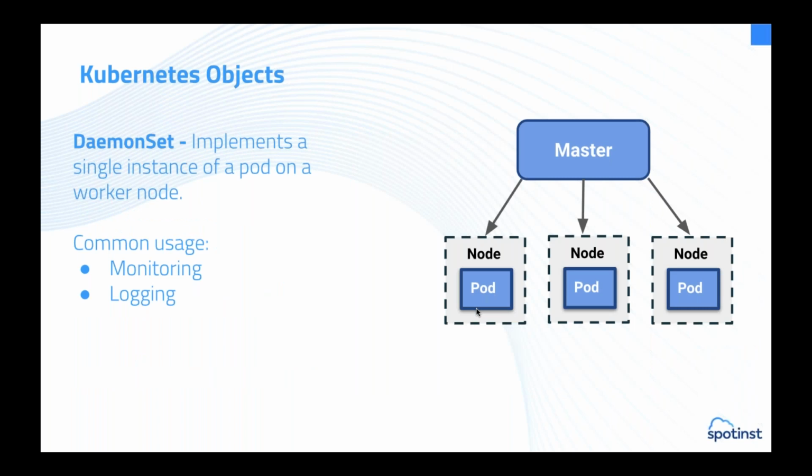Let's keep on going. The next object that we're going to discuss is a daemon set. So daemon set is an implementation, a single instance of a pod on a worker node. Actually, it means that if you have several different nodes on the cluster and you want to verify that each one of them will have a pod of a specific kind, you can use a daemon set. It's like a daemon that will run within your instances. It's commonly used for monitoring or logging. So generally, if you have a centralized monitoring or logging system, you can use daemon set to send them the information.